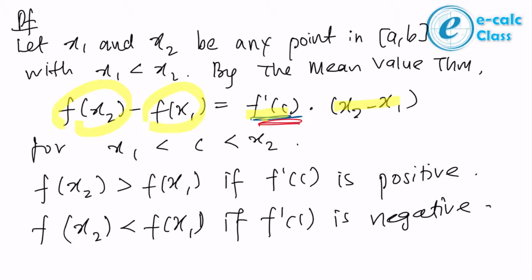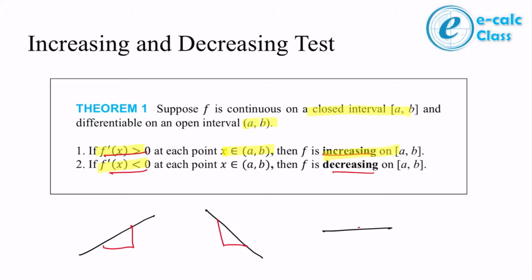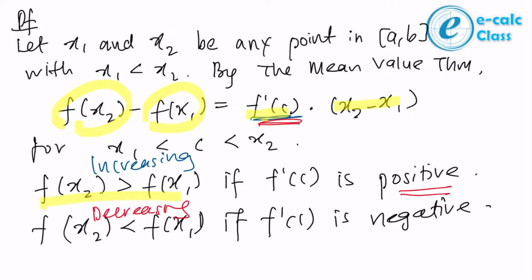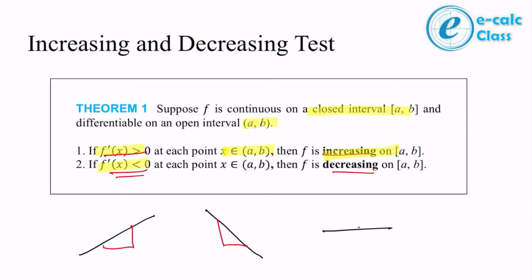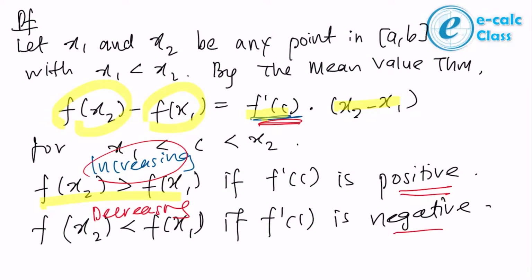Okay, so by this, what does this one mean? f of x2 greater than f of x1 means increasing, isn't it? Then f of x2 smaller than f of x1 means decreasing. And hence, if the derivative is greater than 0, meaning it is positive, it is an increasing function on that interval. Conversely, if it is smaller than 0, meaning it is negative, the graph is decreasing. Okay, so this is a proof for the increasing and decreasing test.